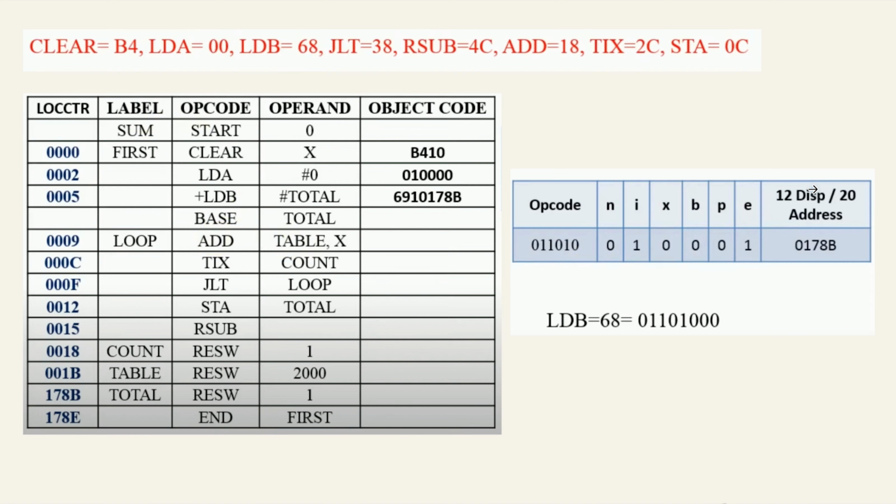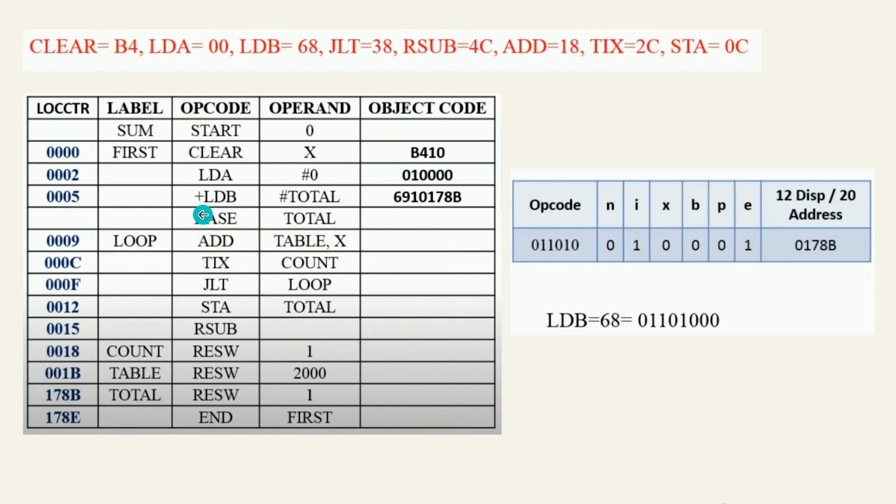Correct. NIXBPE, and this is neither indirect nor indexed. It doesn't use program counter. Okay, and what is it using? It doesn't use base register either. It neither uses program counter, and hence it is going to be 0. Why is it not using any of these counters? Because it is an immediate addressing mode.